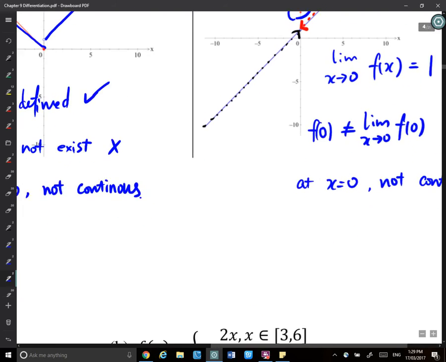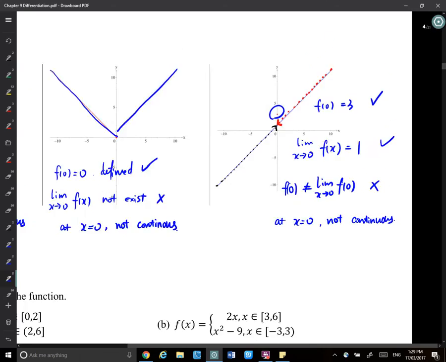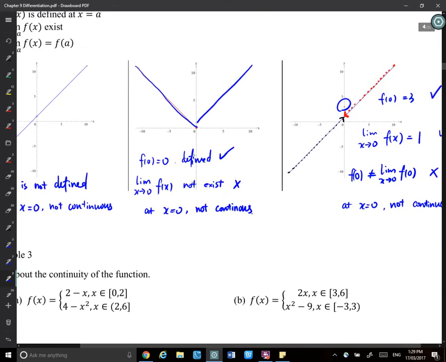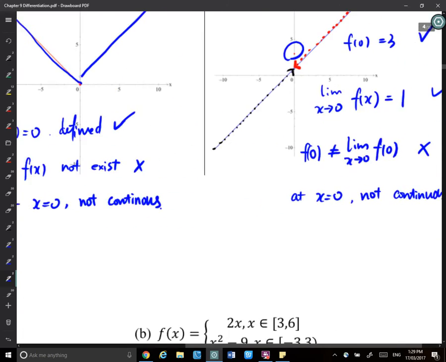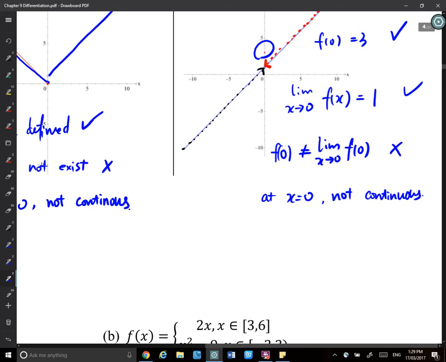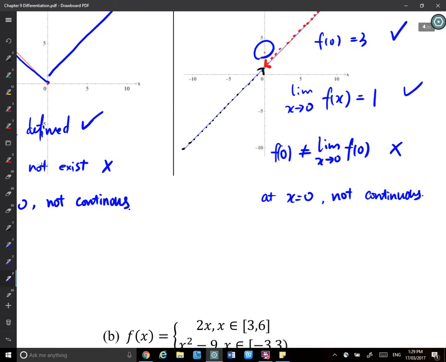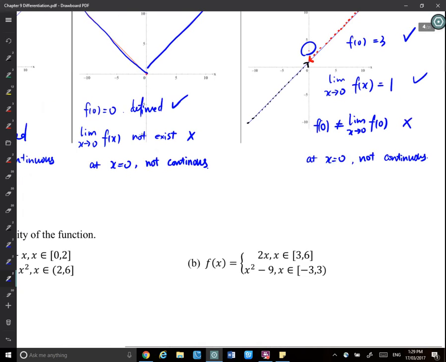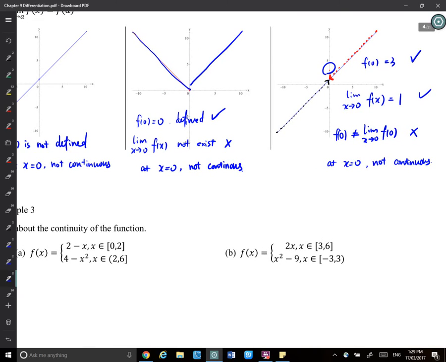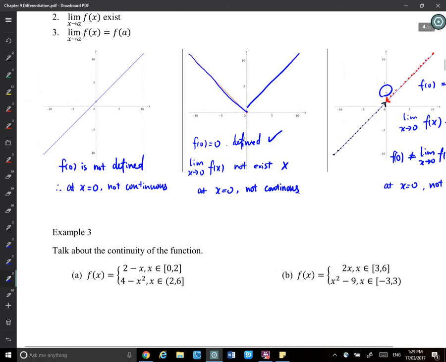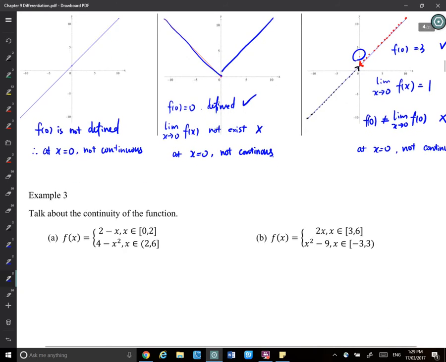Okay, it's not continuous at x equals 0. The first one failed rule number 1, the second one failed number 2, the third one failed number 3. I gave you counterexamples for those 3 rules. They need to be satisfied at the same time for the function to be continuous. Or you can see that all 3 graphs are not connected. There's a hole, a jump, or a gap, so it's not continuous.